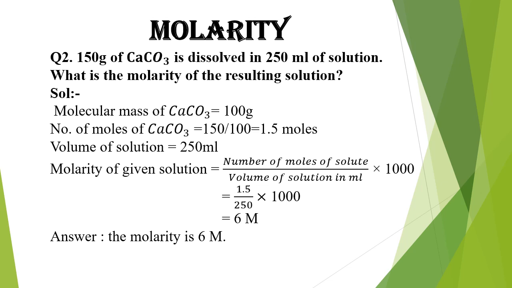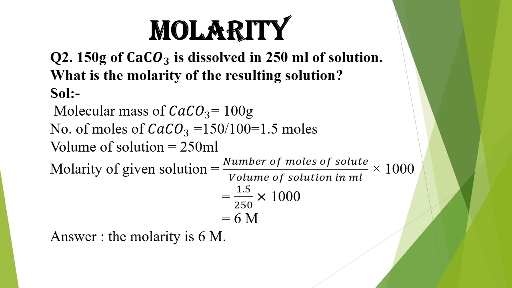In another example, 150 gram of calcium carbonate is dissolved in 250 ml of solution. What is the molarity of the resulting solution? We are given 150 gram of calcium carbonate. The molecular mass of calcium carbonate is 100 gram. So first we find the number of moles of calcium carbonate, which is equal to given mass divided by its molecular mass. Given mass is 150, molecular mass is 100. So the number of moles of calcium carbonate is equal to 1.5 moles.